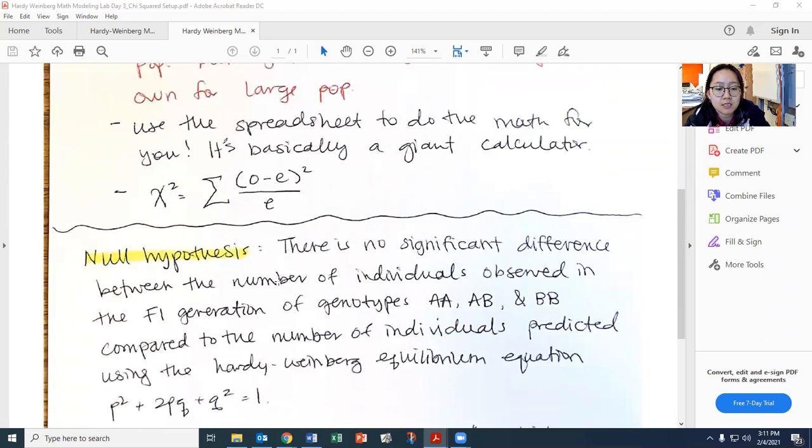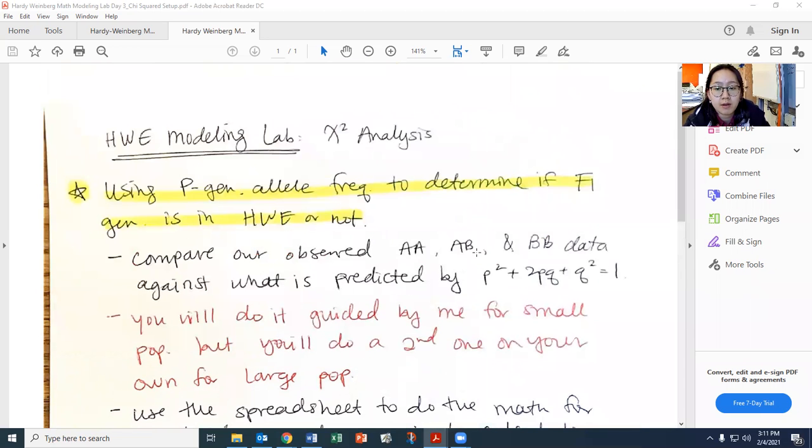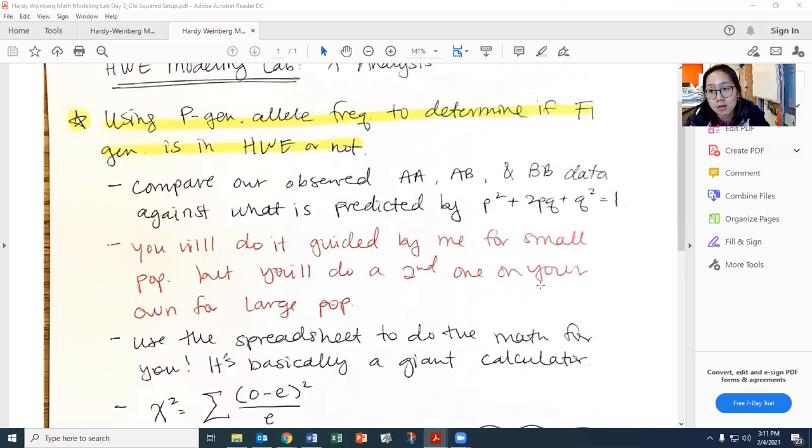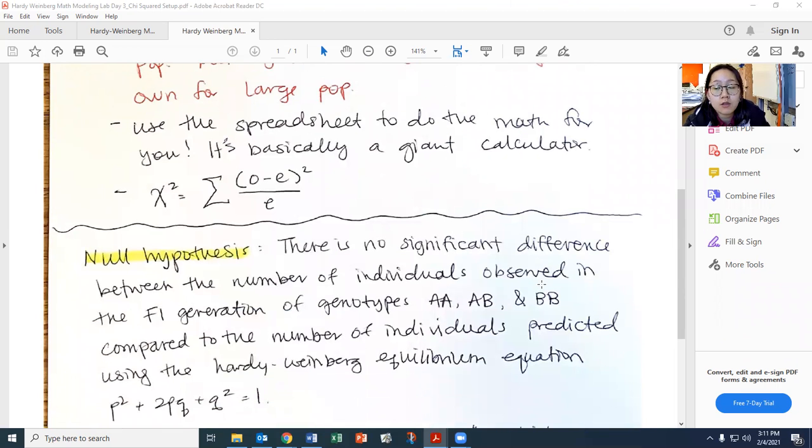So our null hypothesis, again, always the emphasis is on no significant difference. So we're comparing our actual data, our observed data, to our predicted or expected data based on this calculation. The null that I wrote, you don't have to write exactly, because you might be comparing it with slightly different language and you want to write it in your own format, because if you're just copying what I write, a lot of times you're going to forget how to do it when you actually have a test.